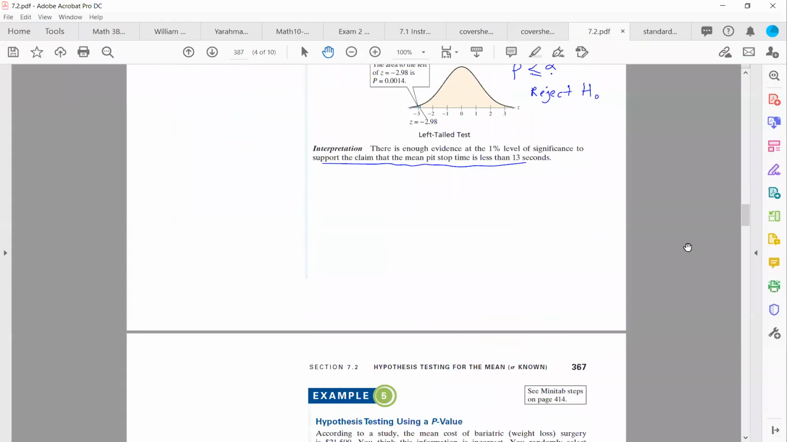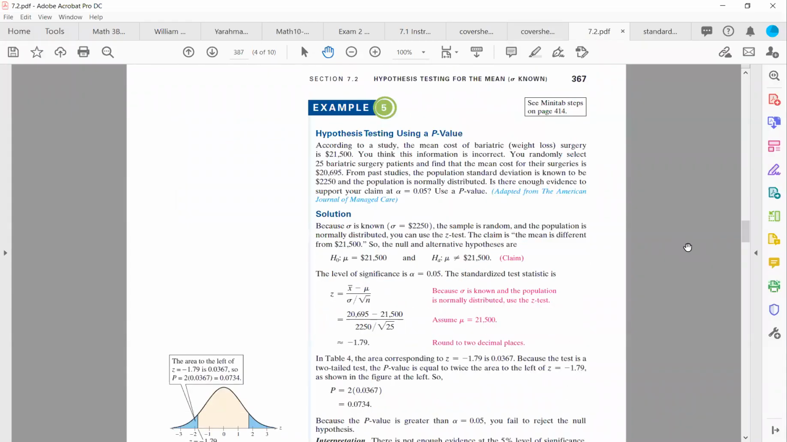Okay, let us move on to another example. According to a study, the mean cost of bariatric weight loss surgery is $21,500, and you think this information is incorrect. Okay, perfect. You randomly select 25 patients and find that the mean cost for their surgery is 20,695.